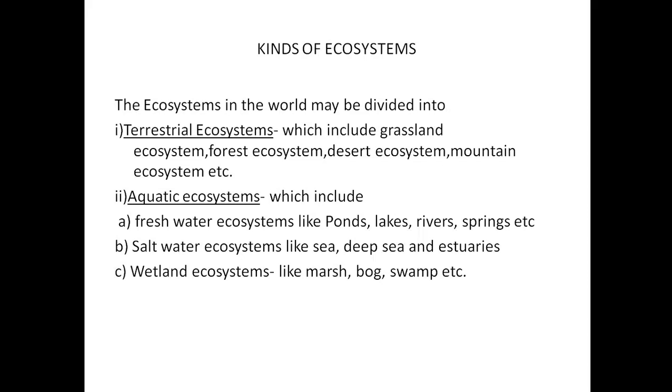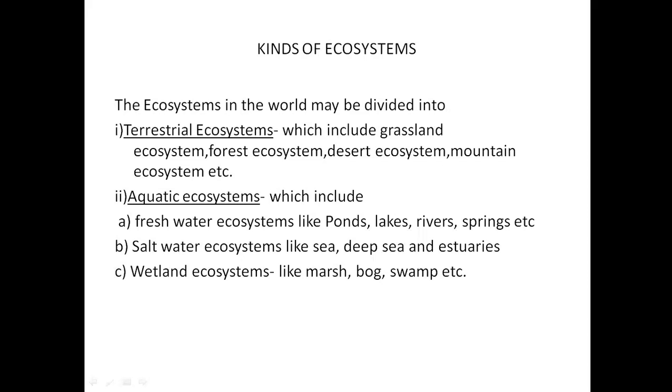Next we can see now the different kinds of ecosystems present on the surface of the earth. The ecosystems in the world may be divided into, number one, terrestrial ecosystems and aquatic ecosystems, because we have the land as well as water on the surface of the earth. So we will definitely have broad types of ecosystems: terrestrial ecosystems and aquatic ecosystems.